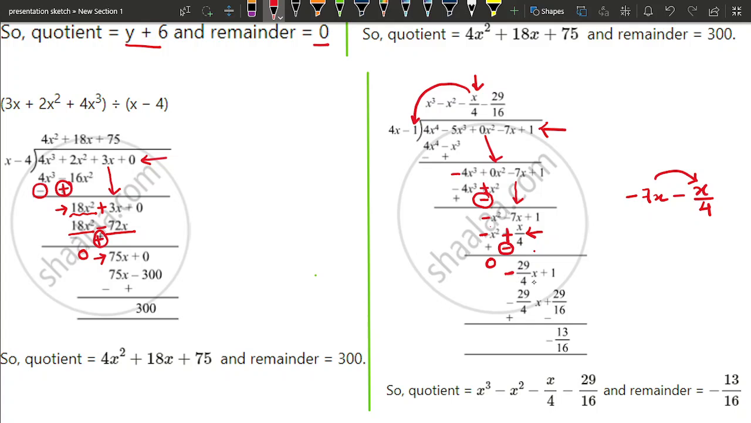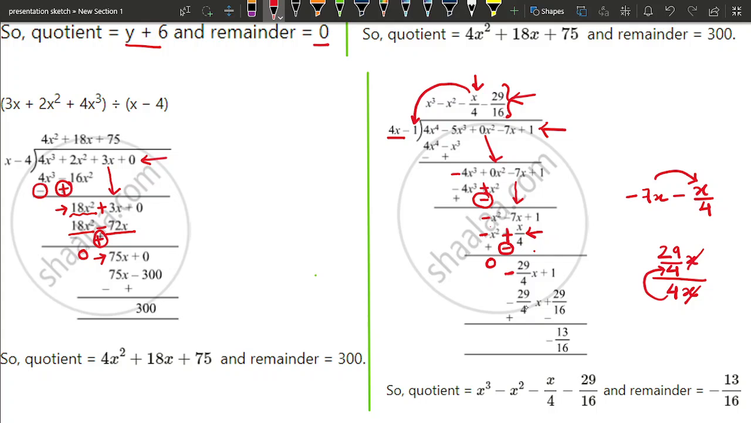Again this 29 upon 4x is to be divided by 4x, so as to get the last term 29 upon 16. For example, if you divide this 29 upon 4x by 4x, what will happen? This x and x will get cancelled from numerator and denominator, but this 4 and this 4 will get multiplied, right? So 4 fours are 16. That is how we are getting this quotient term 29 upon 16 over here.